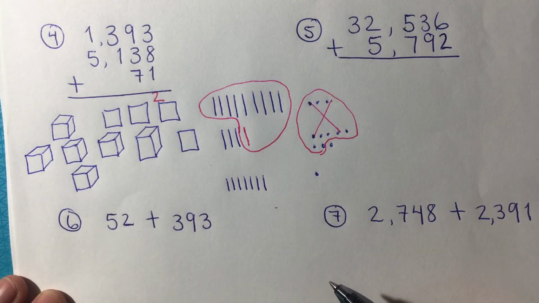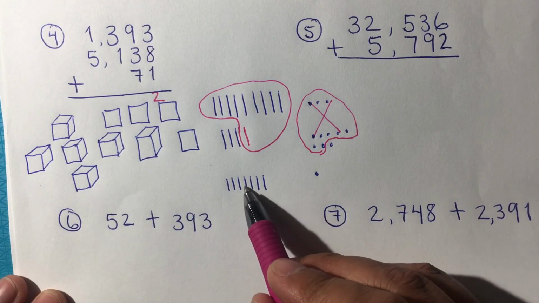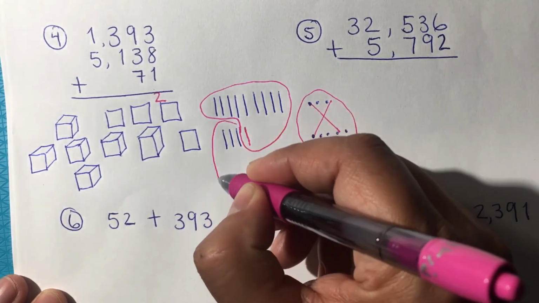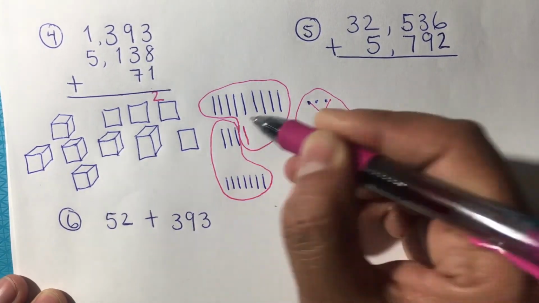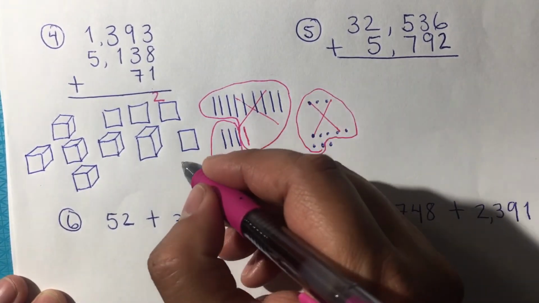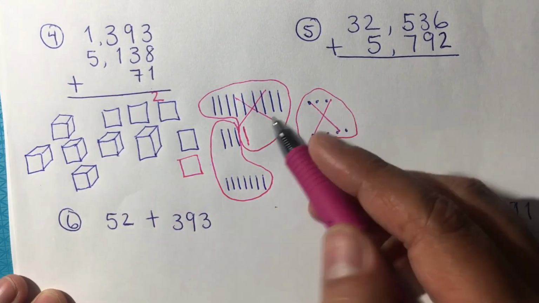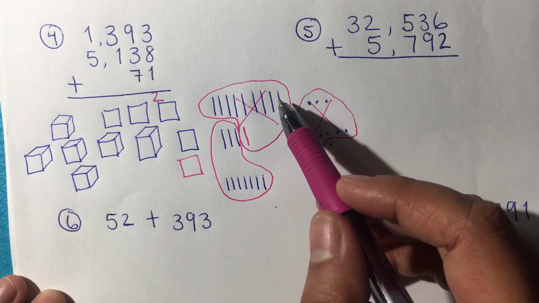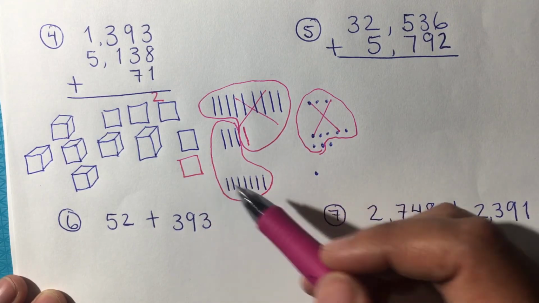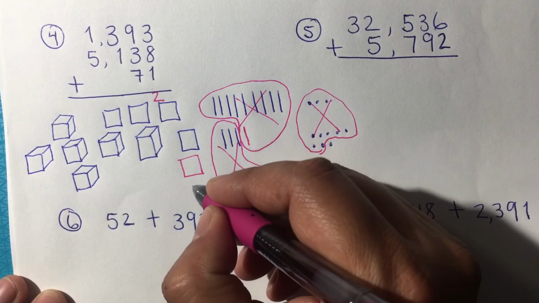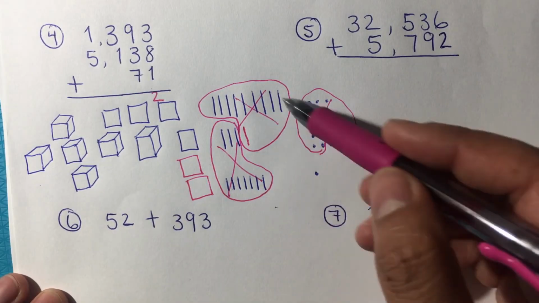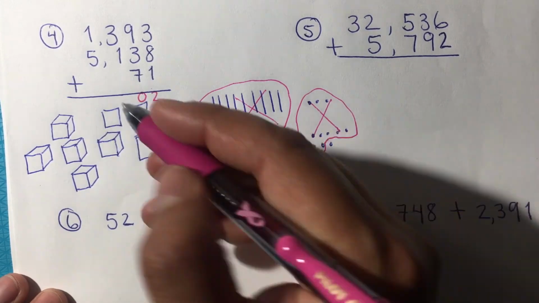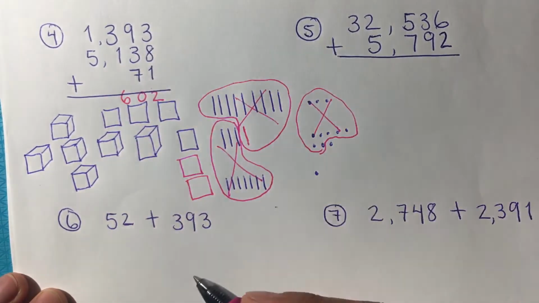And how many do I have left? 1, 2, 3, 4, 5, 6, 7, 8, 9, 10. Another group of 10. So I cross that out and draw 100. Remember that this is 10, 20, 30, 40, 50, 60, 70, 80, 90, 100. And this is another 100. So how many hundreds? 1, 2, 3, 4, 5, 6 in the hundreds place.